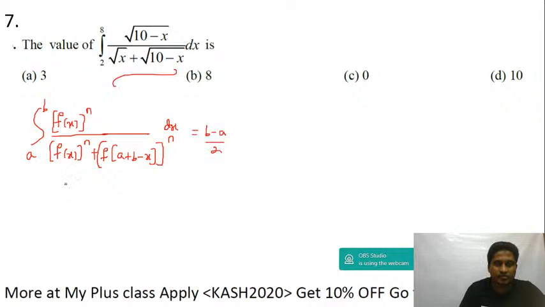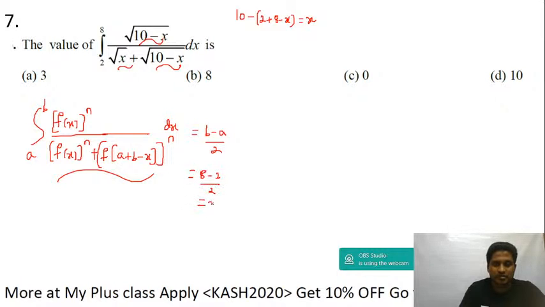This and this are the same form. Okay, f of x power n, and this is also f of x to the power of n, plus f of lower plus upper minus x, with the power n kept as it is. If you open the bracket, you will get this as x only. Is it not, guys? The answer will always be equal to b minus a upon 2. So if I use this logic, b minus a upon 2 is equal to 8 minus 2 upon 2, that's equal to 3. The answer will be equal to 3.